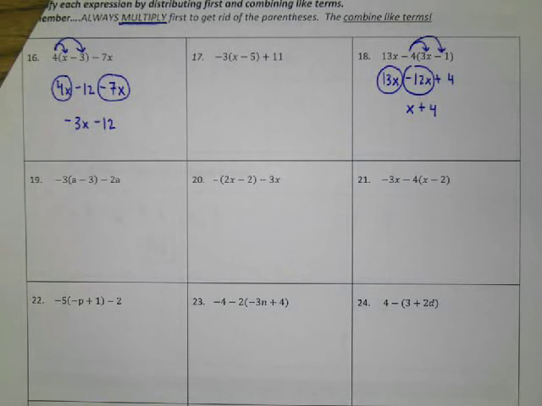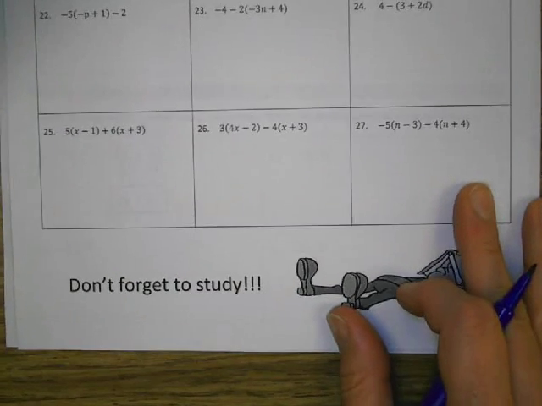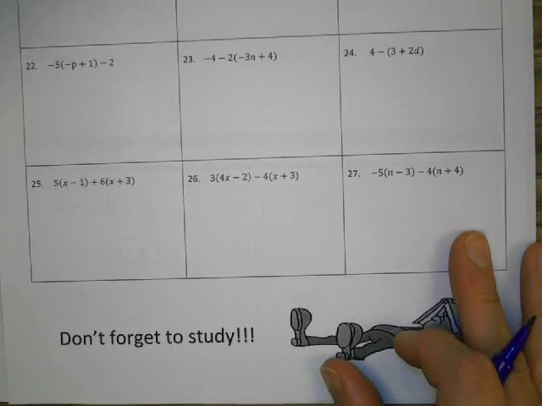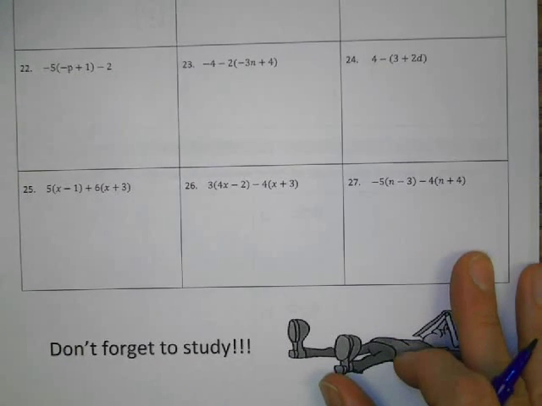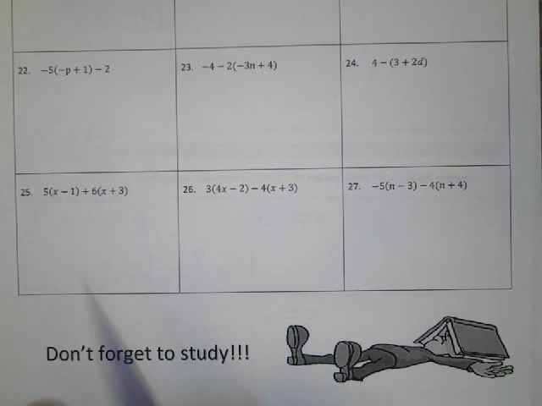The only way this gets more challenging, at least for our purposes, is these bottom problems where I actually have to distribute twice. The process is the same, I just need to distribute 2 times to get rid of all the parentheses before I combine my like terms.